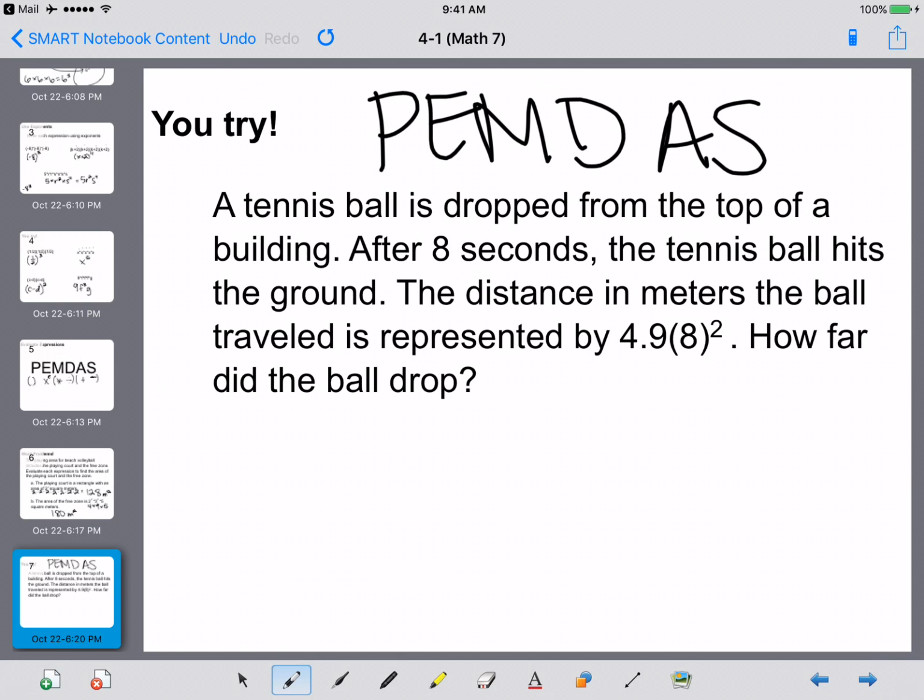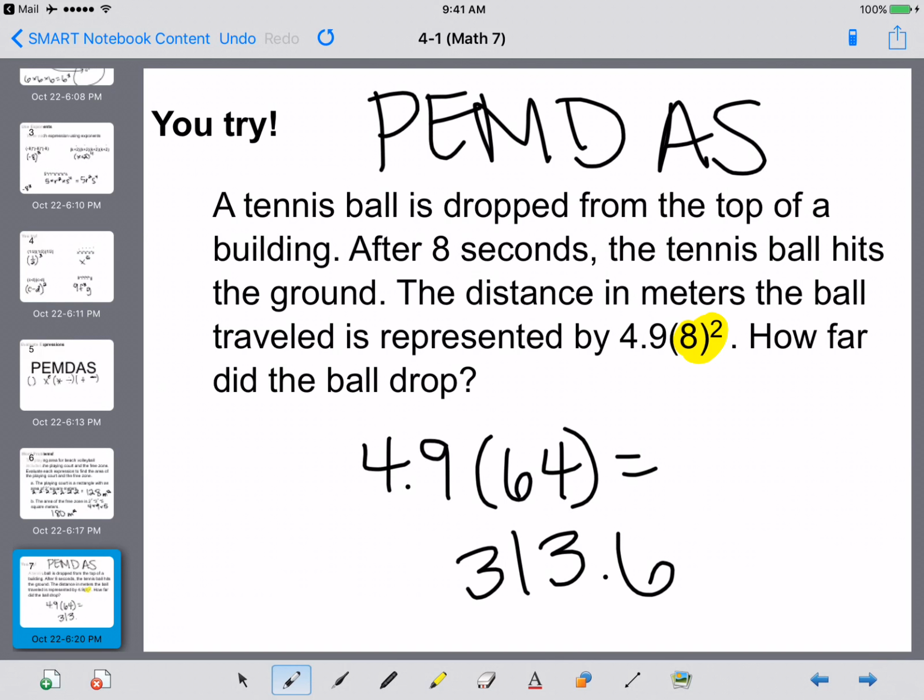Parentheses, so the 8 inside the parentheses is already solved. Now exponents. So that means I need to do this 8 squared before I multiply the 4.9. So 8 squared is 64. So I have 4.9 times 64. And so 4.9 times 64 gets us 313.6. And then my label is in meters. So that's how far the ball traveled.